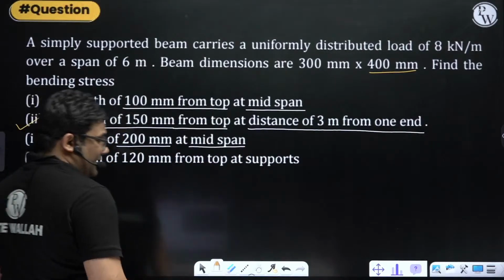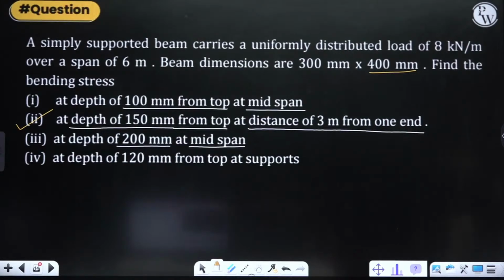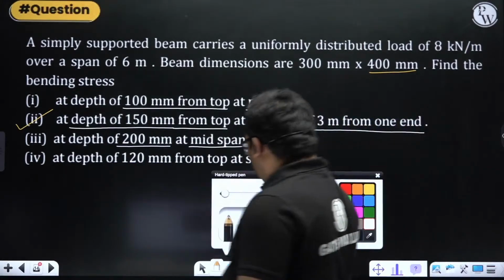Can you tell me what will be the answer for 3? At depth of 200 mm at midspan. What will be the answer for the third part? Yes, it will be 0. Very good. It will be 0.